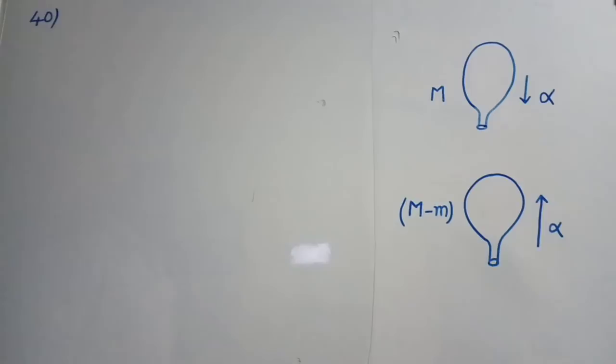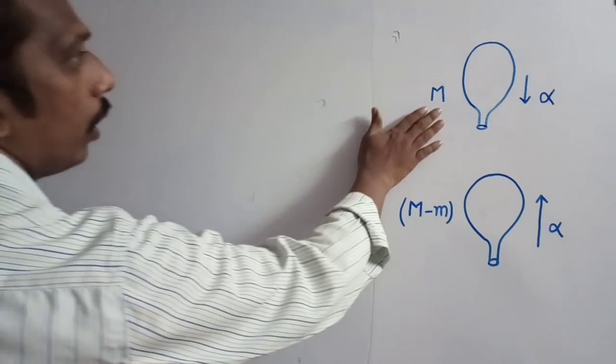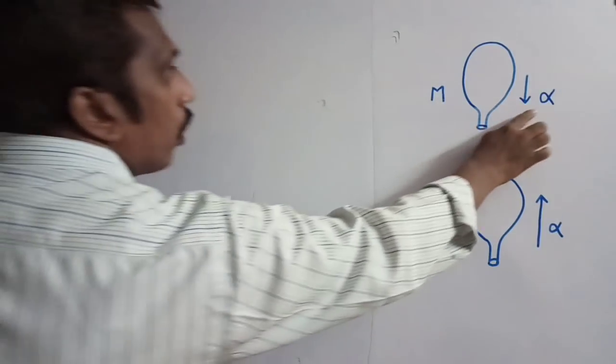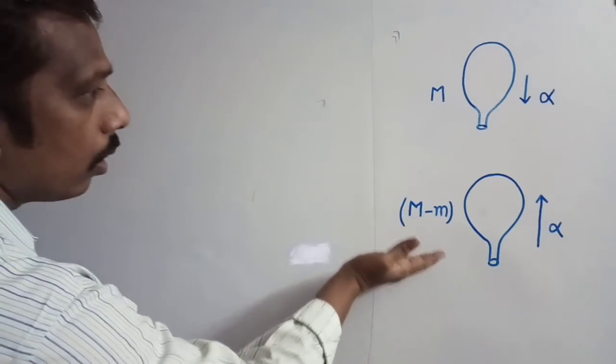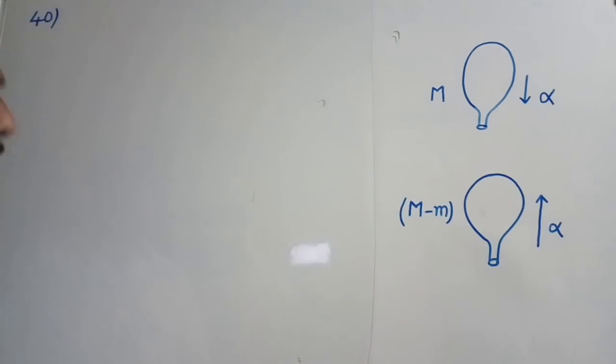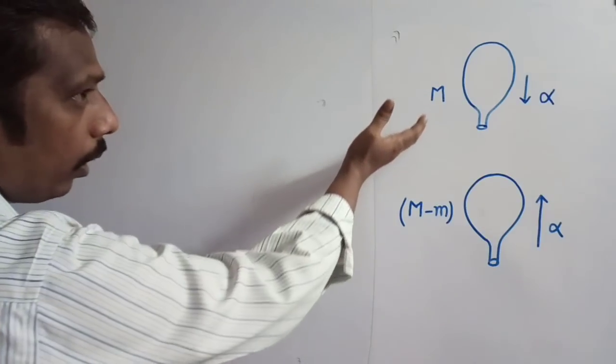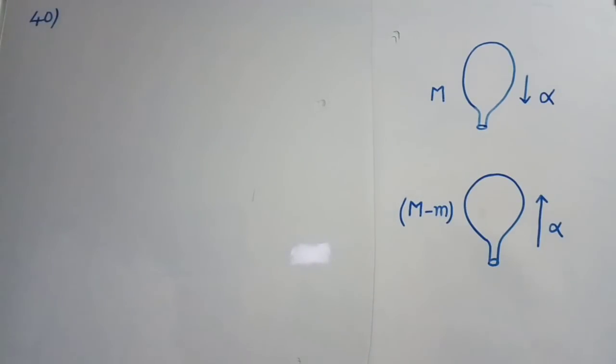According to the problem, a balloon of mass M is initially moving down with constant acceleration alpha. Next, from the balloon, we remove the mass small m, then it goes in an upward direction. In both cases, it is going in an upward direction, meaning some force is acting upward. Here, while coming down, in that case also some force is acting upward. Take this, then write the free body diagram and equations.